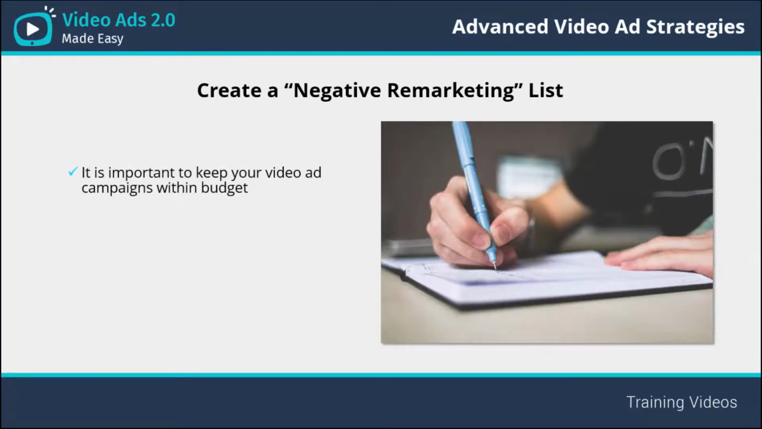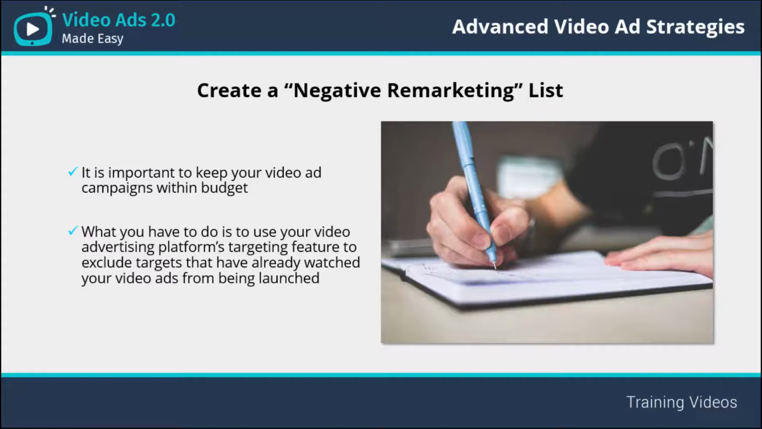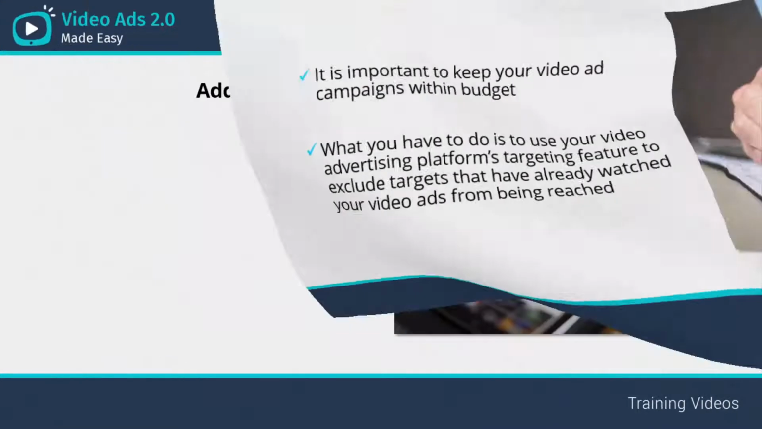Create a negative remarketing list. It is important to keep your video ad campaigns within budget, and a very effective way of achieving this is by creating negative remarketing lists on campaigns that have been running for a moderate or long time. What you have to do is to use your video advertising platform's targeting feature to exclude targets that have already watched your video ads from being watched. This way, you will only serve your video ads to new potential customers.